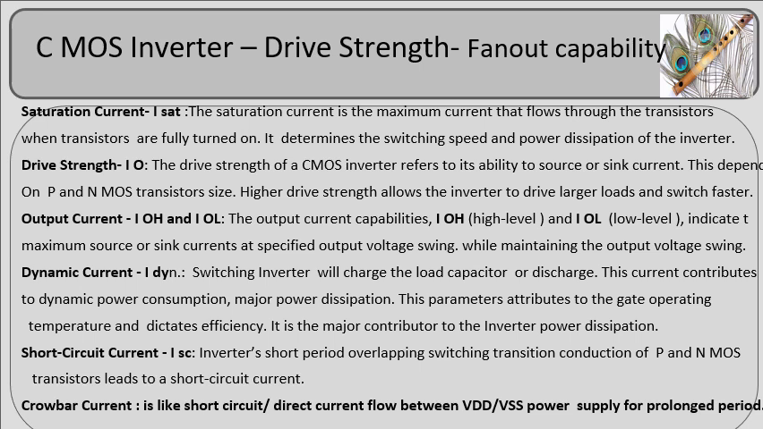CMOS inverter, due to gate capacitive input nature, draws very low current and offers high input impedance. In logical high output state, PMOS produces the source current IOH and charges the load capacitor. In logical low state, NMOS produces sink current IOL and discharges the load capacitor. Thus, charging and discharging of the load capacitor produces the output switching voltage. Inverter under dynamic operation also produces dynamic, short circuit, and crowbar currents.